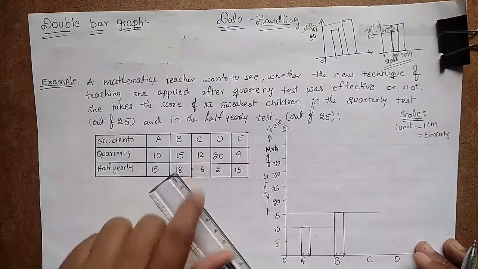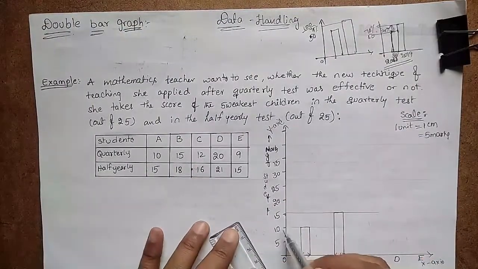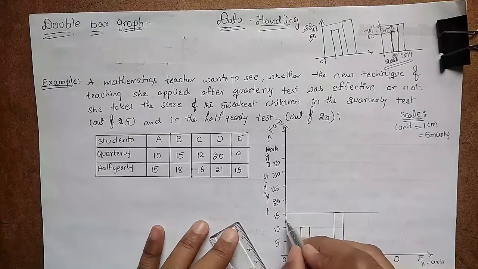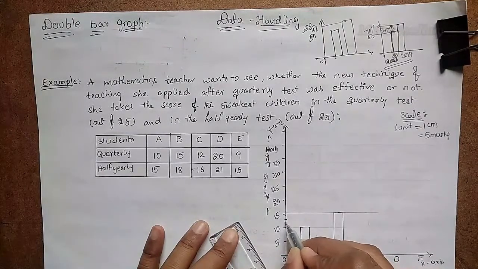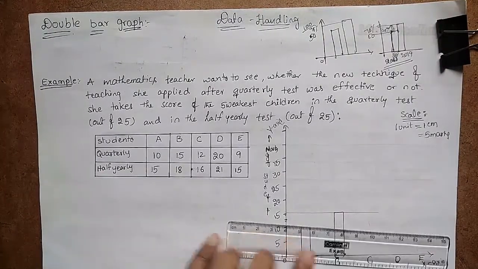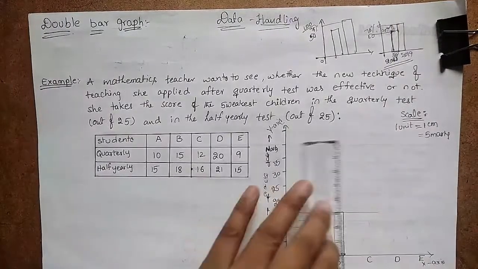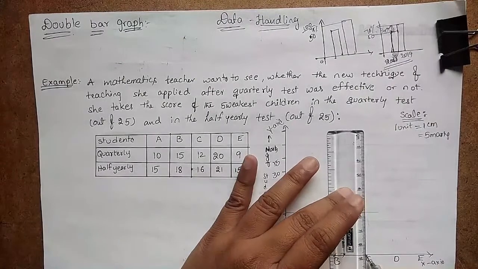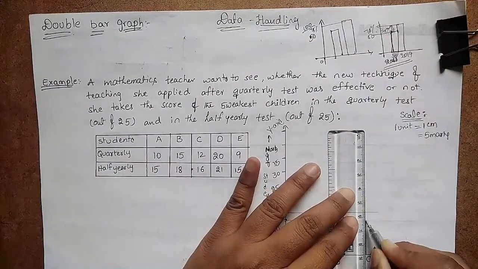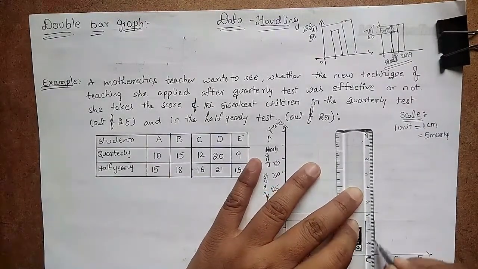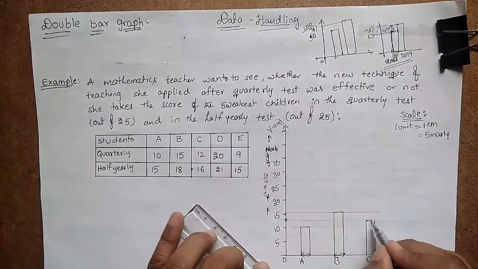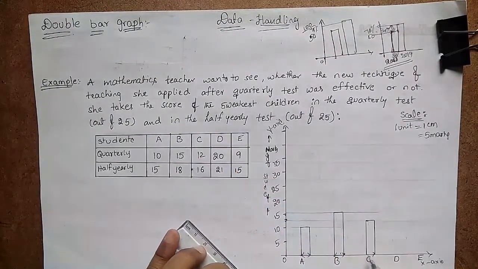Next, C comes to 12. This was the 15, this was the 10. So in between, 12.5 is there. Just below, take it here for our convenience. Make a small line like this. Take C and mention the same 0.5 centimeters width here.